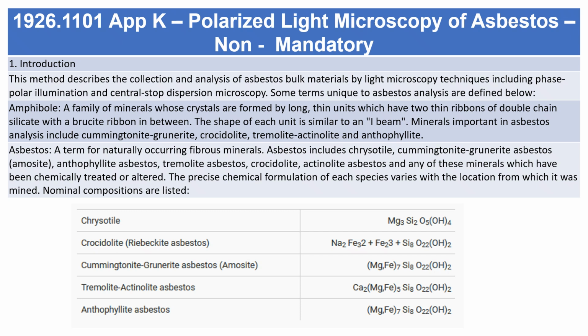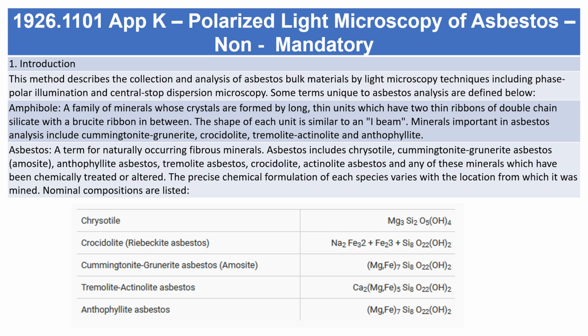Some terms unique to asbestos analysis are defined below. Amphibole: a family of minerals whose crystals are formed by long, thin units which have 2 thin ribbons of double-chain silicate with a brucite ribbon in between. The shape of each unit is similar to an I-beam. Minerals important in asbestos analysis include cummingtonite-grunerite, crocidolite, tremolite-actinolite, and anthophyllite.